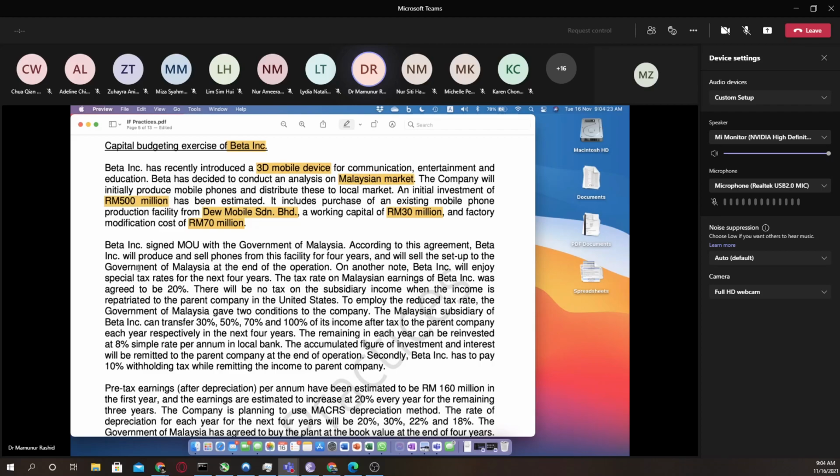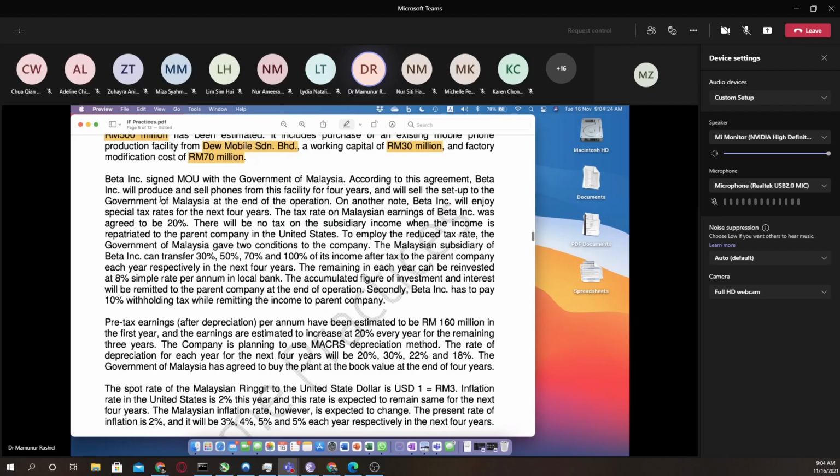Okay, let's move on. Beta Incorporation signed a MOU with the government of Malaysia. According to this agreement, Beta Incorporation will produce and sell phones from its facility for 4 years. So the project is for 4 years. It will sell the setup to the government of Malaysia at the end of the operation. So the government of Malaysia will purchase this operation at the end of 4 years. On another note, Beta Incorporation will enjoy special tax rates for the next 4 years. The tax rate on Malaysian earnings for Beta Incorporation was agreed to be 20%. So maybe it's a reduced tax rate offered to this company.